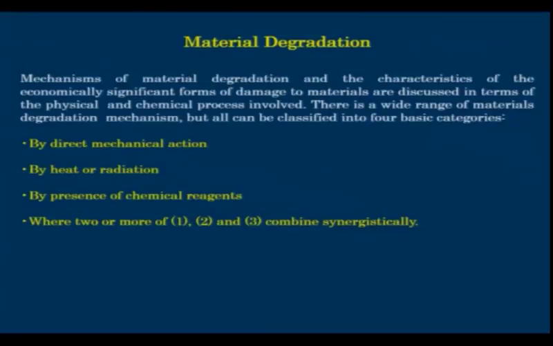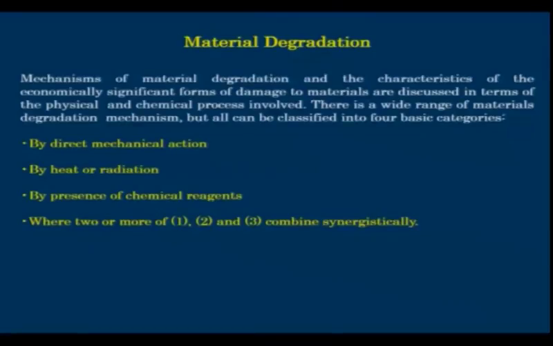Heat or radiation, of course, heat does play a major role. Radiation, for example, radiation damage, one particular radiation damage is in nuclear applications. Radiation does lead to a kind of loss of material properties. We will come to that. It can lead to a kind of void formation in materials. Then by presence of chemical reagents: yes, there are chemical reactions, there are electrochemical reactions. Now, we would concentrate on electrochemical reactions, not chemical reactions.